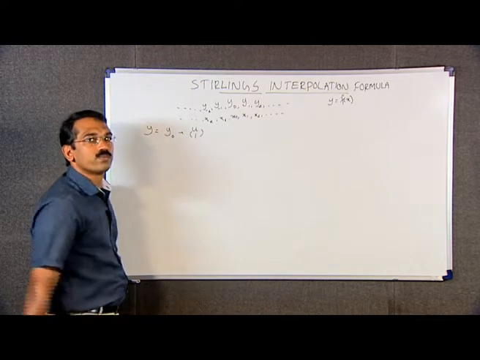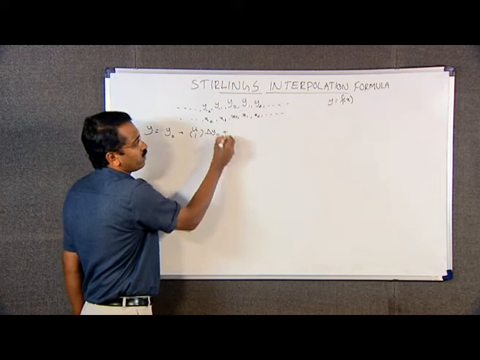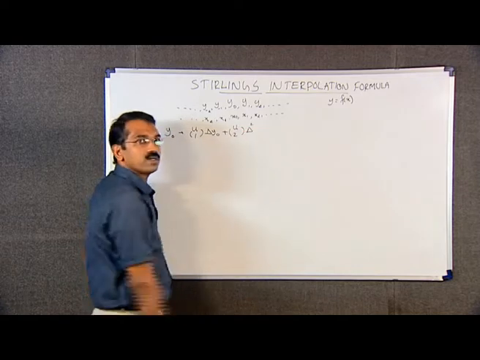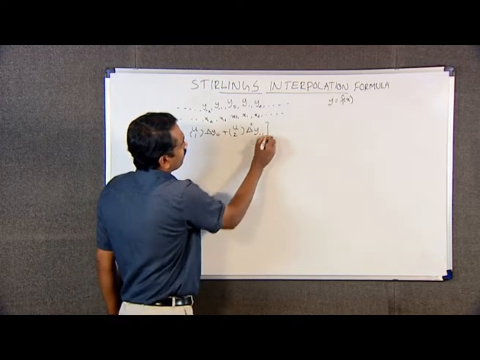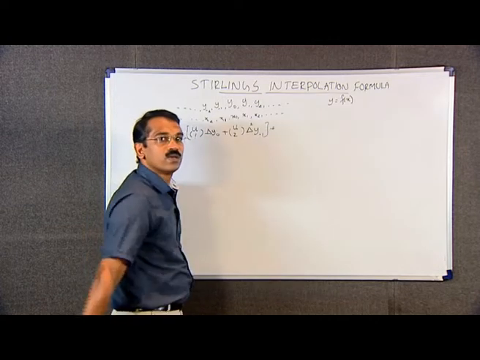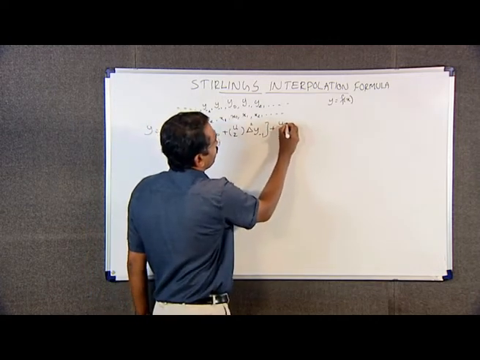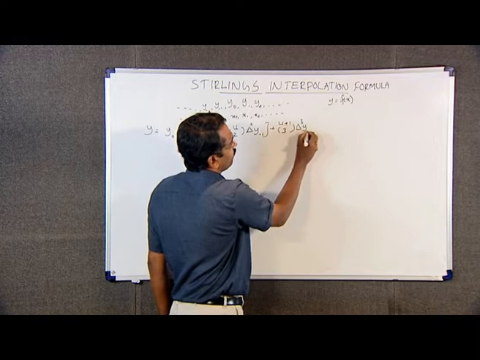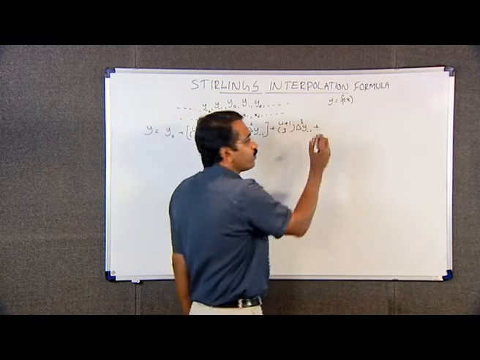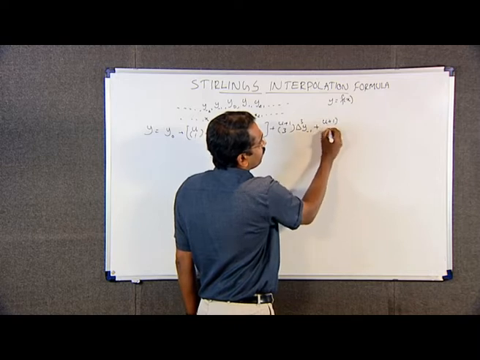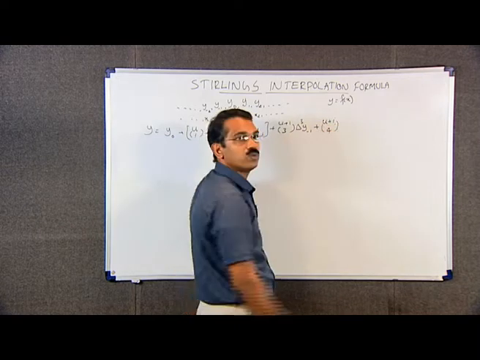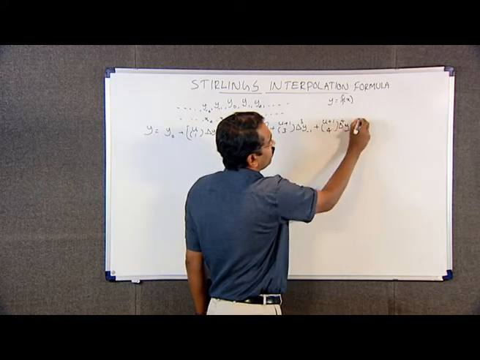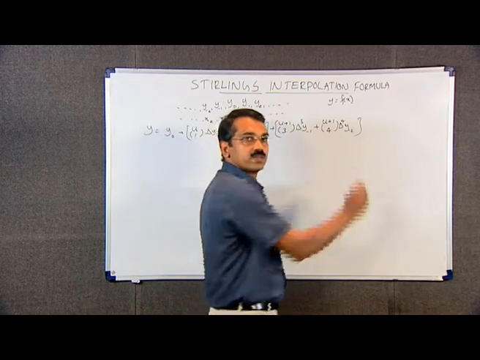uc1 into delta y0 plus uc2 into delta square y minus 1 plus u plus 1 c3 into delta cube y minus 1 plus u plus 1 c4 into delta raised to 4 y minus 2 plus etc.